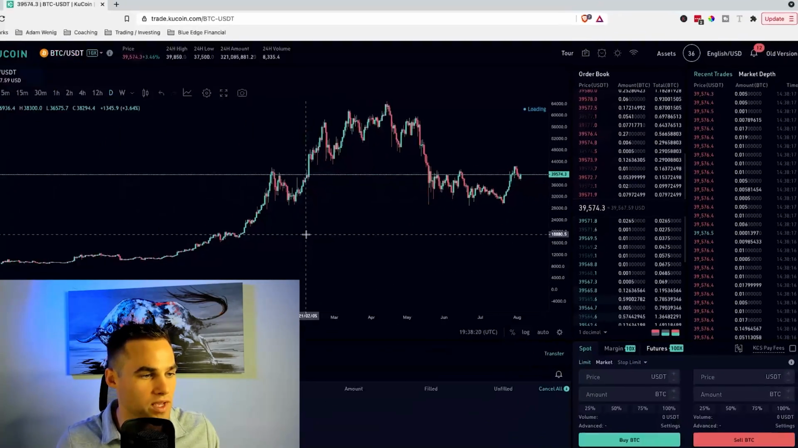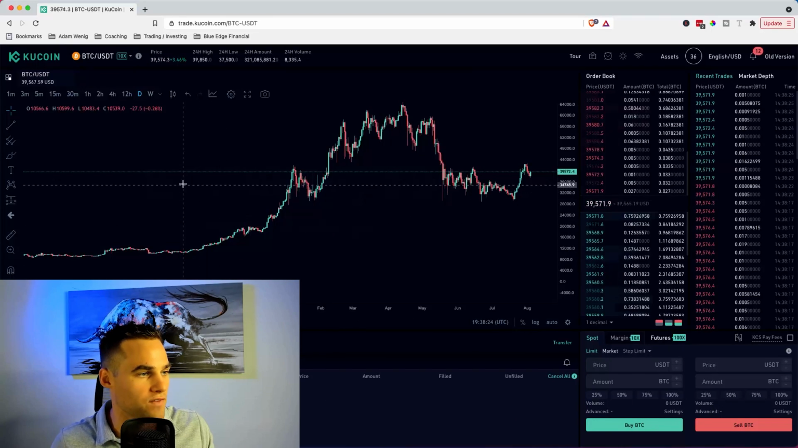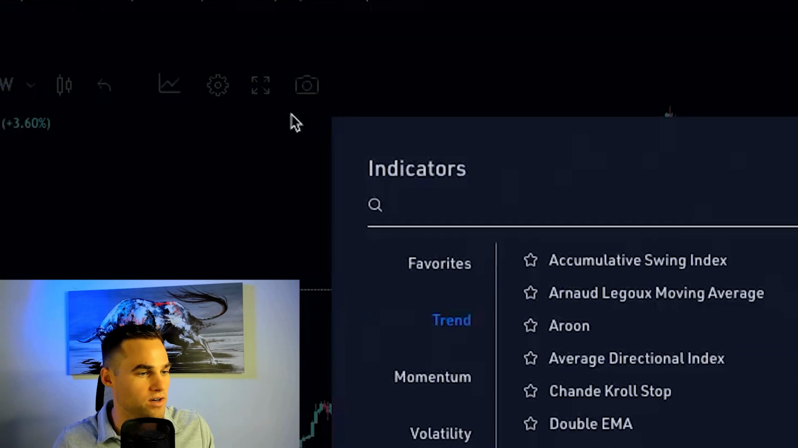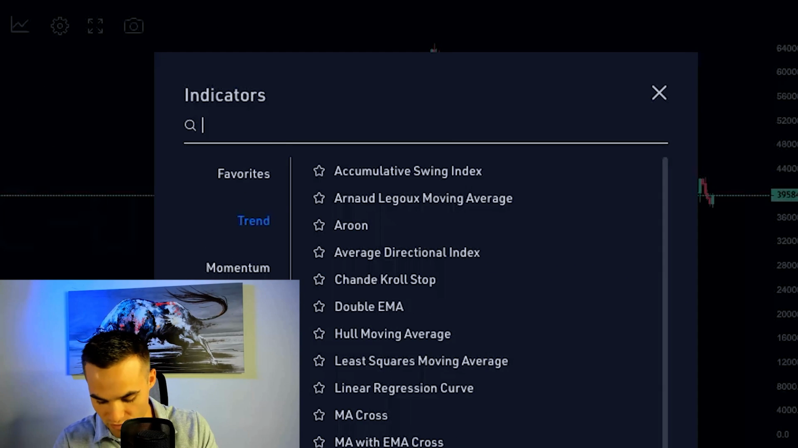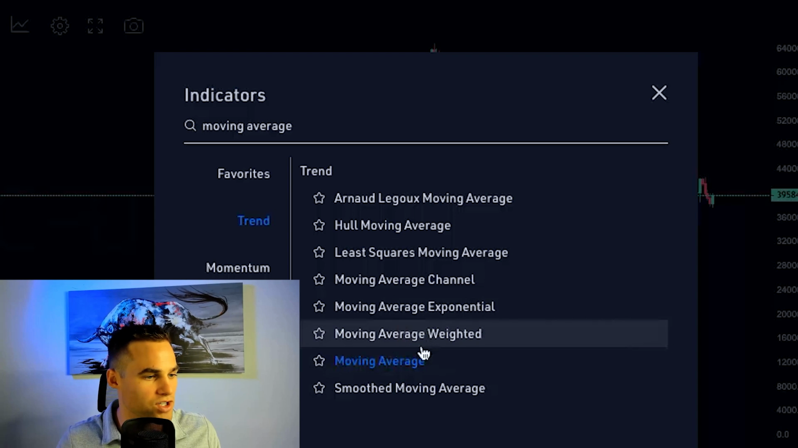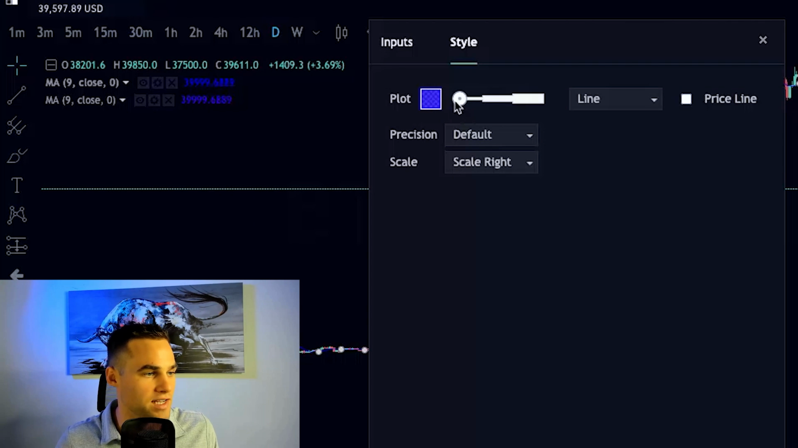So really simply, here are some basics of technical analysis that can help you determine the direction of a trend. If I come up over here, I can click on indicators and type in moving average, and click on moving average, and I'm going to do that again. So I have two moving averages, a fast and a slow. Let me explain what to do. I'm going to go into the settings, and I'm just going to make this a little bit bigger so that we can see it.